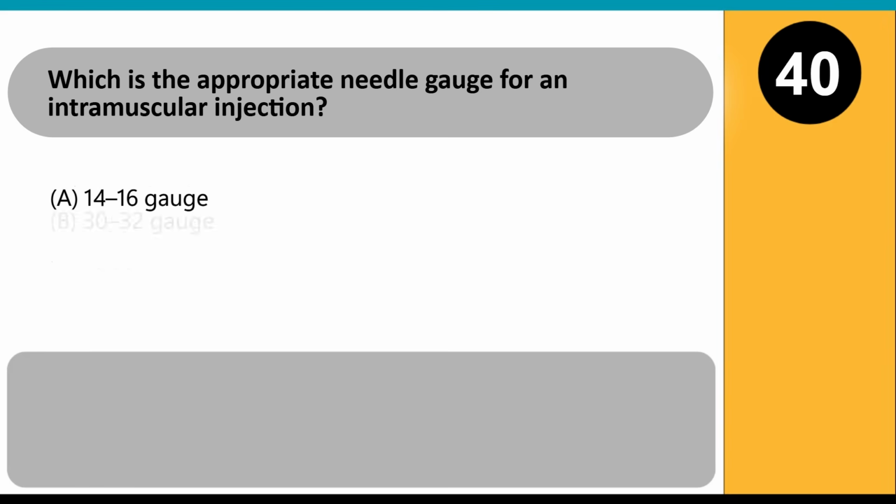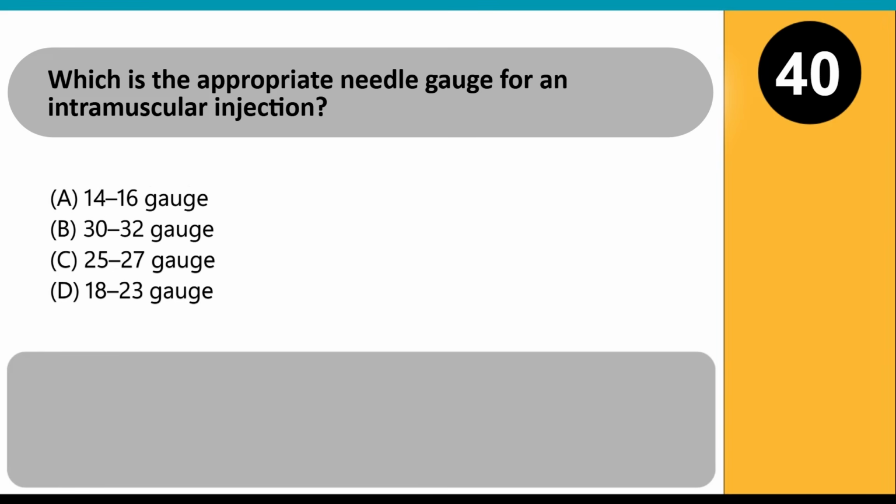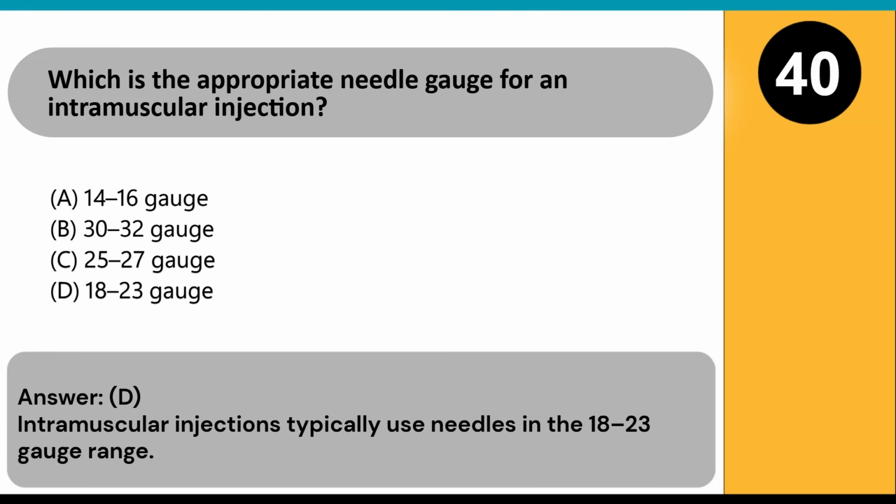Which is the appropriate needle gauge for an intramuscular injection? A. 14 to 16 gauge. B. 30 to 32 gauge. C. 25 to 27 gauge. D. 18 to 23 gauge. Answer D. Intramuscular injections typically use needles in the 18 to 23 gauge range.